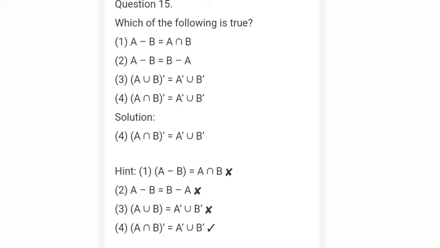The answer is (A intersection B)' equal to A' union B'. That is De Morgan's law for complementation.